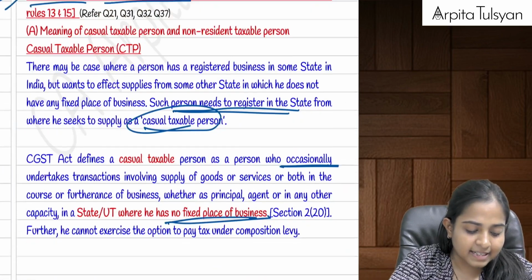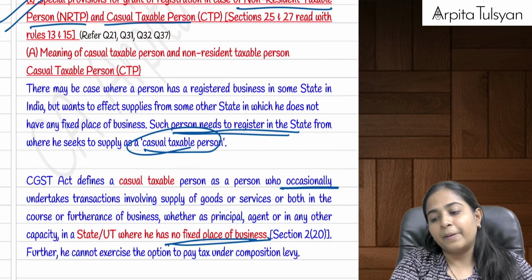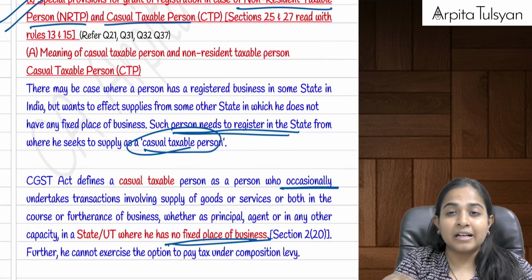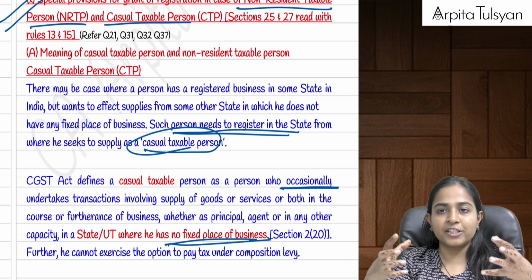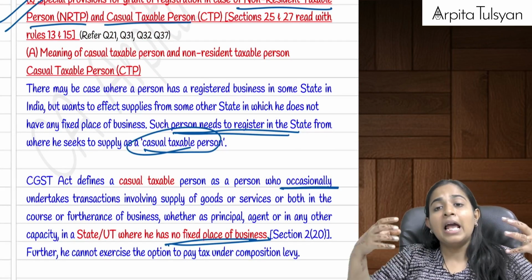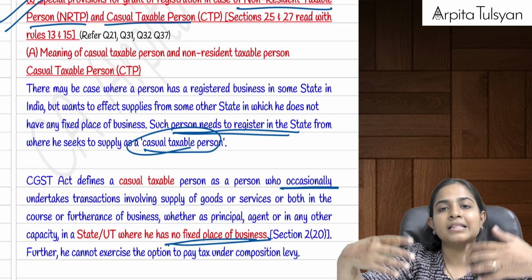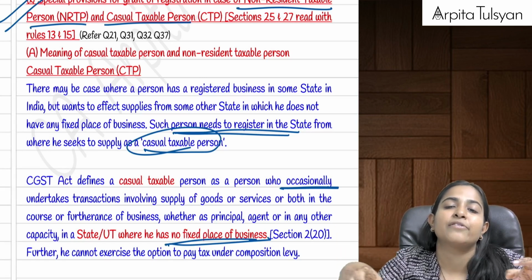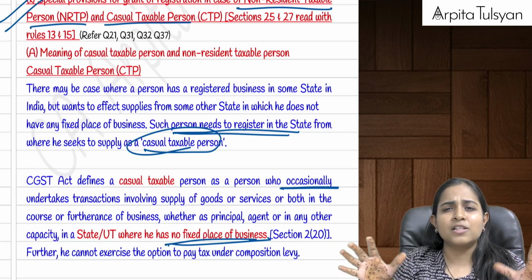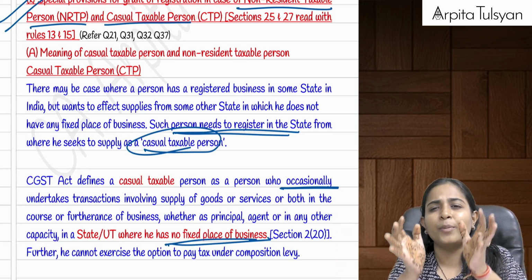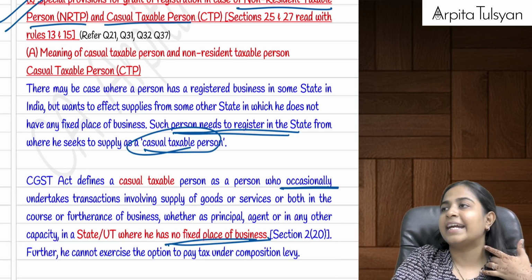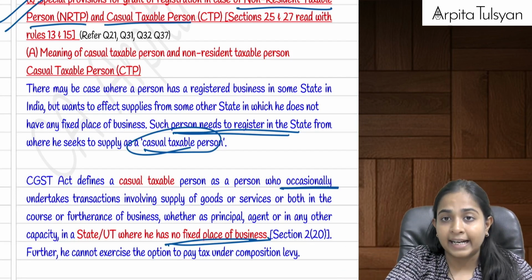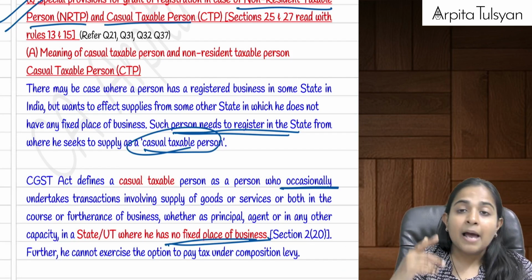Then we started discussing about CTP and NRTP. CTP is such a person, a casual taxable person who is having his own fixed place of business in one particular state, but now he wants to go to some other state and he wants to do some taxable supplies from such other state. But that is not going to be for a very long period, that is going to be occasional for a very small period. So that person can make an application, he can get himself registered in such other state as a casual taxable person.